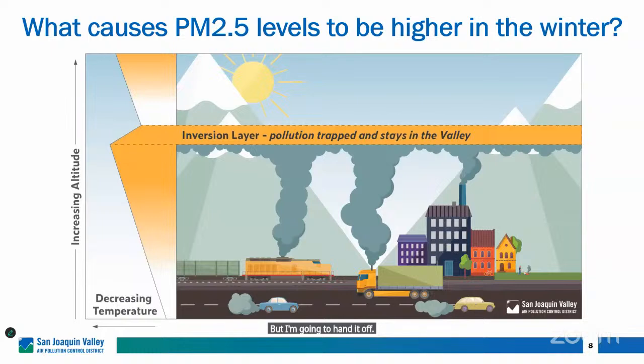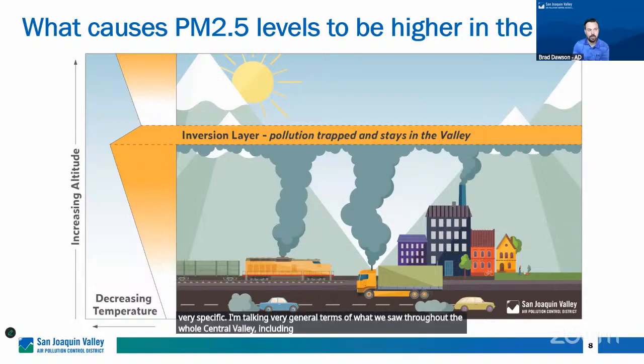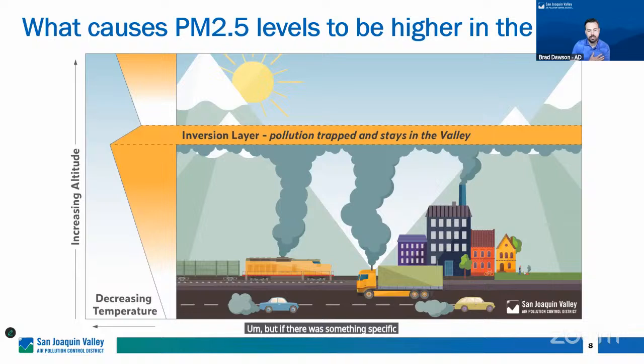But this location where I saw it was dry grass. It didn't look like it had any moisture or any water or anything like that. And that's why I'm asking, you know. Yeah, I'm talking in very general terms about what we saw throughout the whole Central Valley, including Arvin, Lamont, when we did have those high fog days and that inversion layer was in effect. But if there was something specific, I can't really speak too much on that.